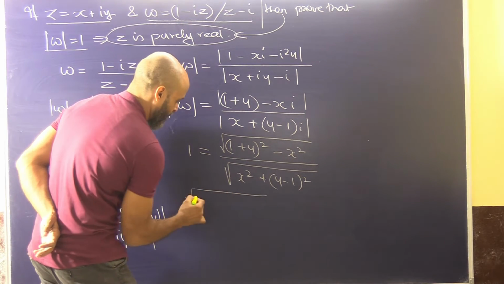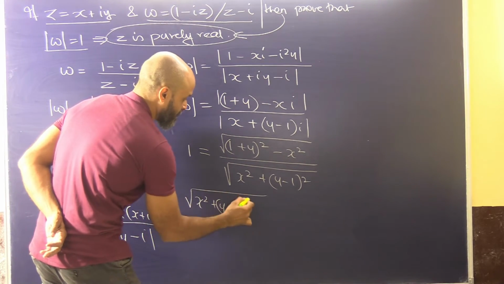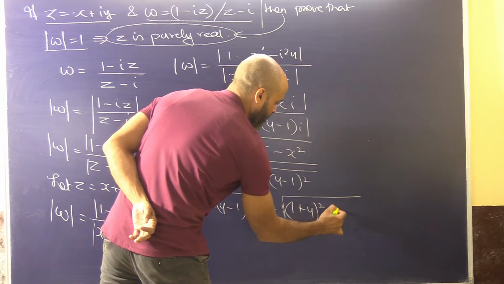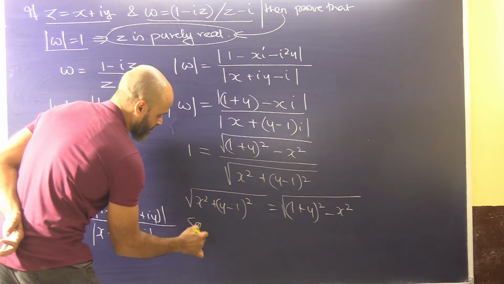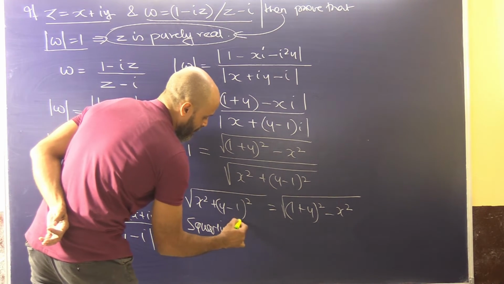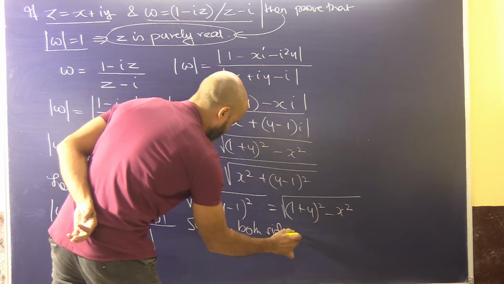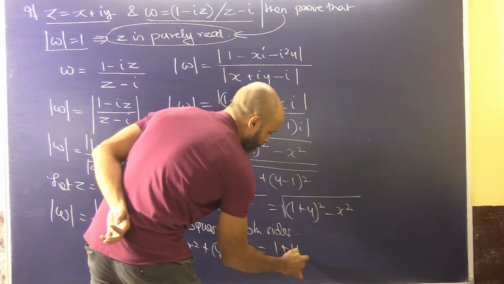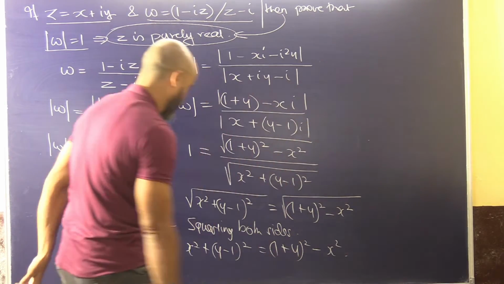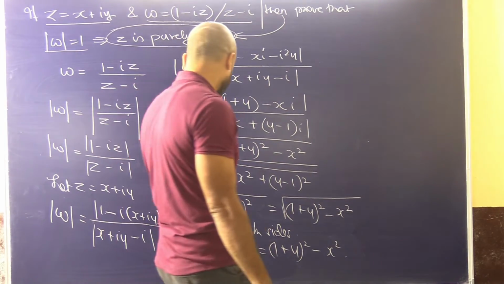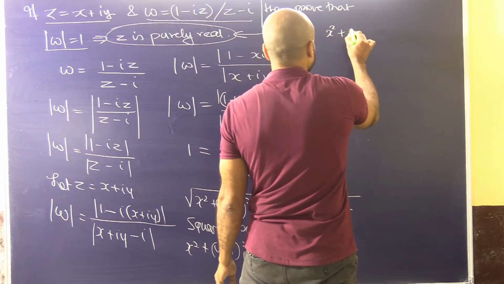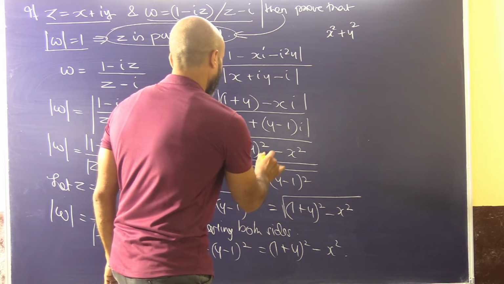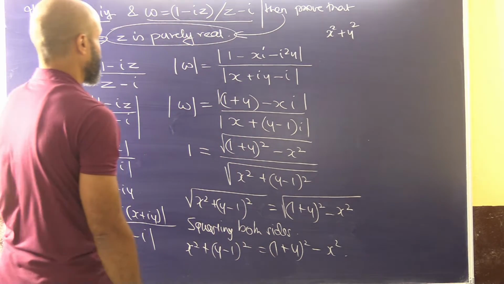So this will be x square plus (y minus 1) square is equal to (1 plus y) square plus x square under root. Squaring both sides, if we happen to square both sides, what do we get? x square plus (y minus 1) square is equal to (1 plus y) square plus x square. So in this case, look at this one. Oh, why am I putting minus here?